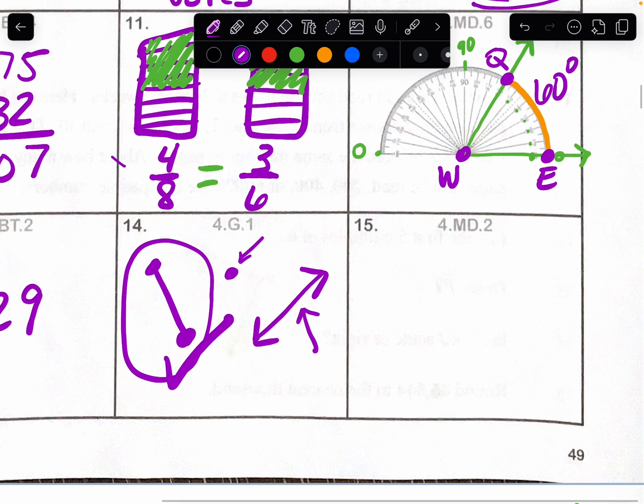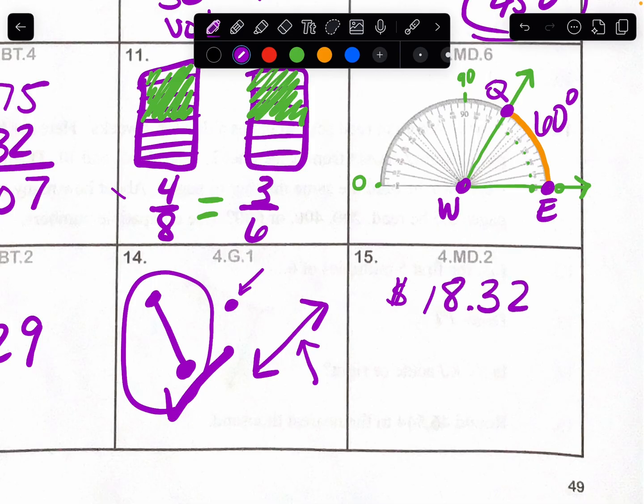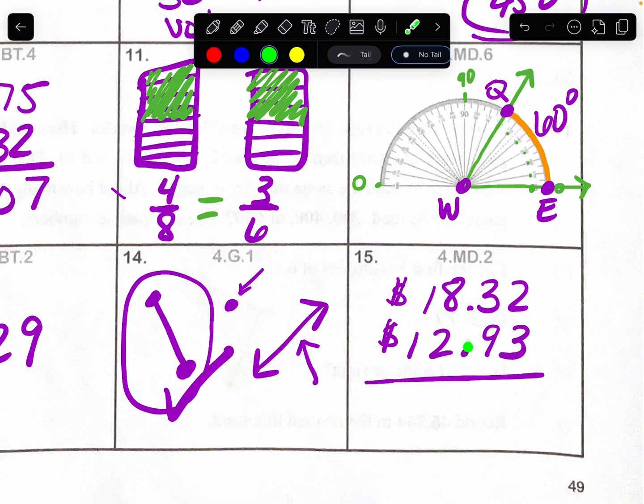All right, 15, Danny went into the zoo gift store with $18.52. He came out with $12.93. How much money did Danny spend in the gift shop? All right, so we're subtracting money. So you just have to make sure that when you subtract money, that you line up that decimal point where you have the dollars on the left and your cents on the right. So place value matters here. And then you just subtract like normal.